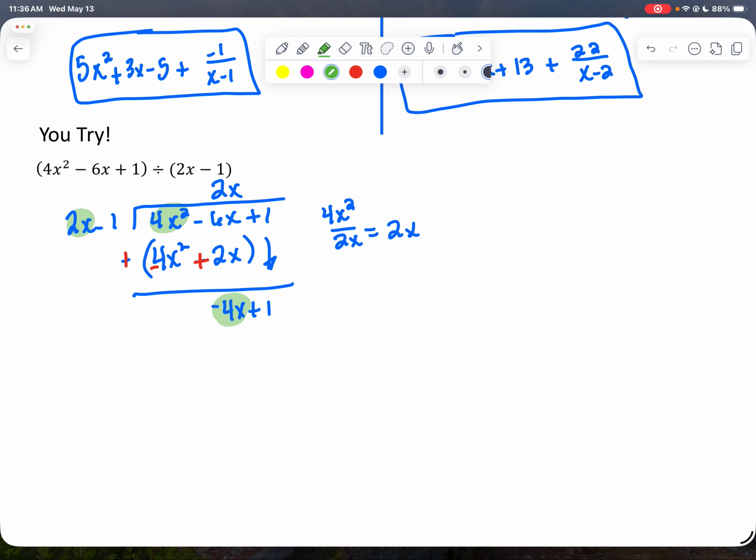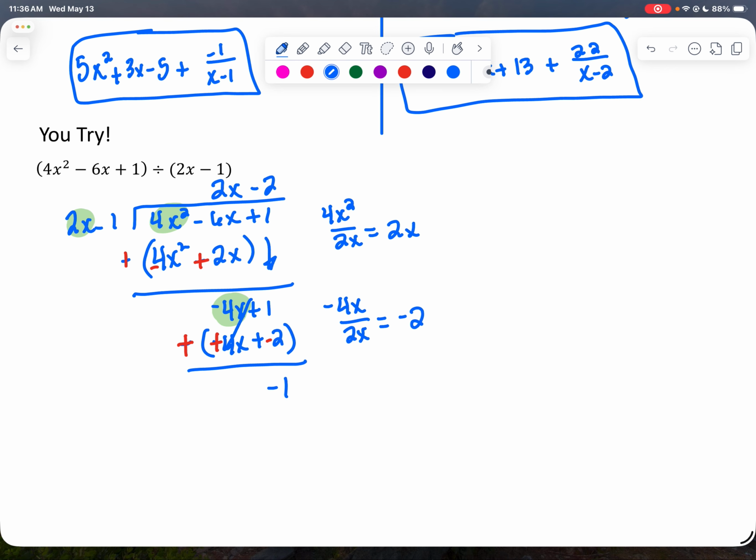Now I repeat that process. Take negative 4x and divide it by 2x, which gives me negative 2. So this should be minus 2. Now multiply negative 4x. Negative 2 times negative 1 is positive 2. Now subtract this entire thing, which is plus, plus, negative. So this would zero out, and 1 plus negative 2 is negative 1. So your quotient here should have been 2x minus 2 plus negative 1 over 2x minus 1.